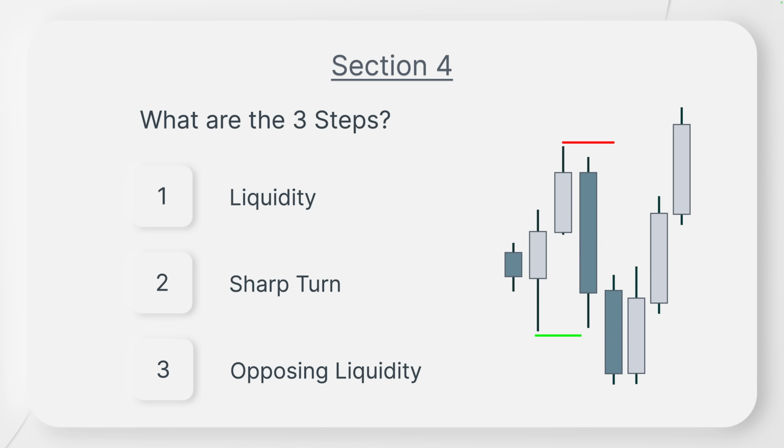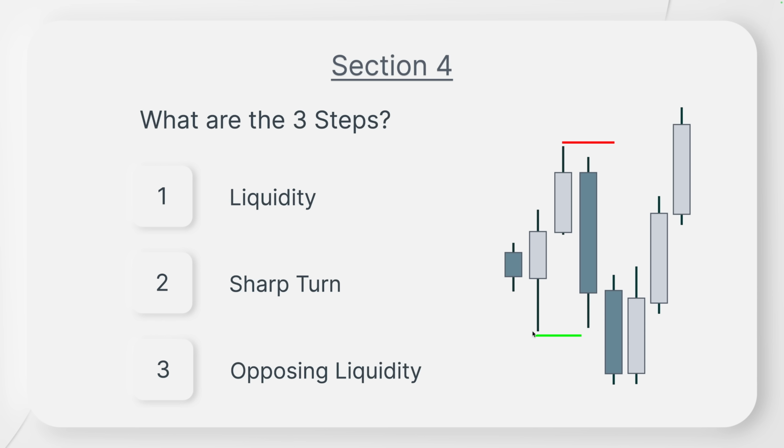In section 4, we are going to go over what the 3 steps are and how we can now actually get involved and make money off of that. First step being liquidity. We understand again, on the right side of our screen, we see this green line, for example. We understand that is liquidity.